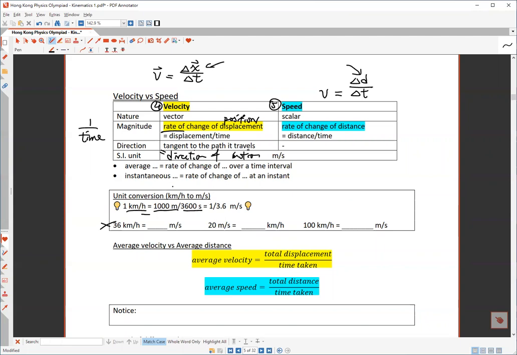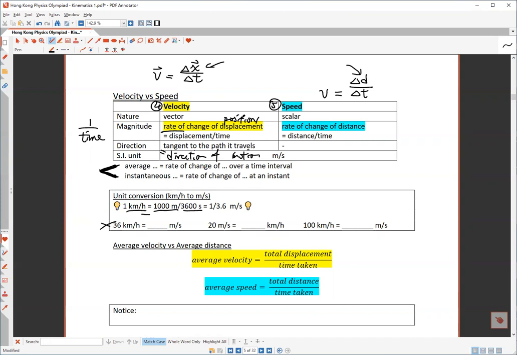We skip these questions. And then for velocity and speed, actually, there are two different categories. So we have average speed and average velocity.